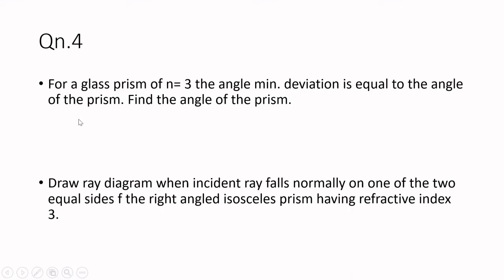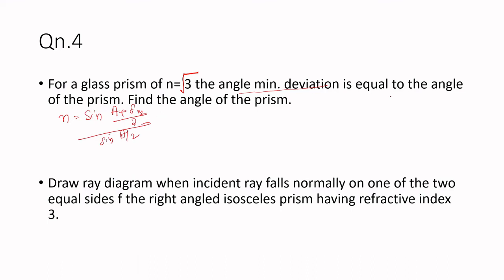This question has two parts. First part says for a glass prism of n equal to root 3, the angle of minimum deviation is equal to the angle of the prism. Find the angle of the prism then. So it is undergoing minimum deviation conditions. So that means n is equal to sine of A plus delta minimum by 2, divided by sine A by 2.